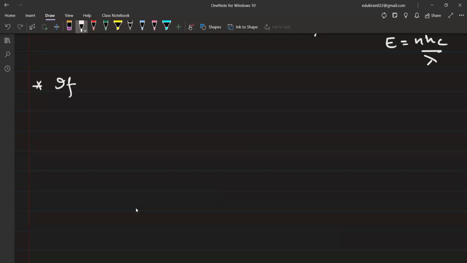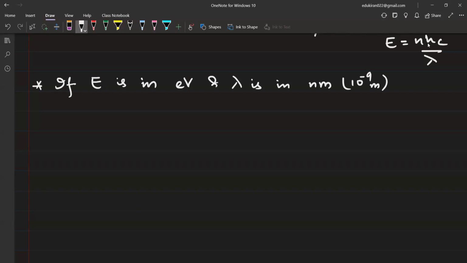Now, also write one more formula. If energy is in electron volts and lambda is in nanometers. You know the value of nano, Ilham and Zoha. Nano means 10 to the power minus 9 meters.